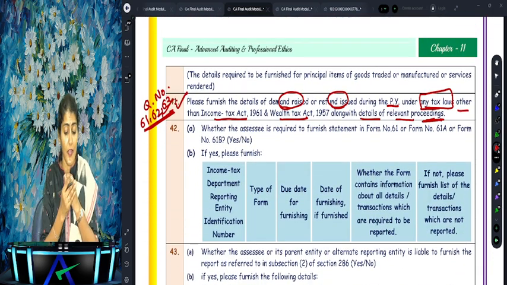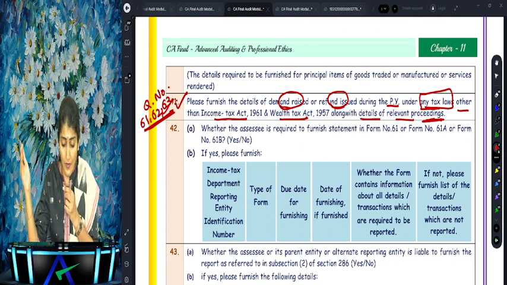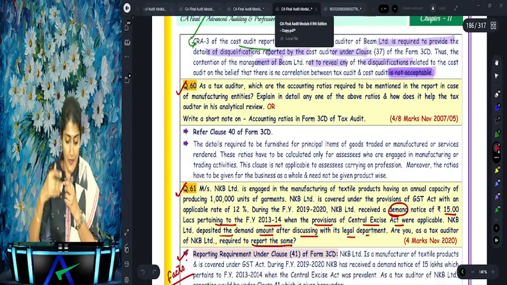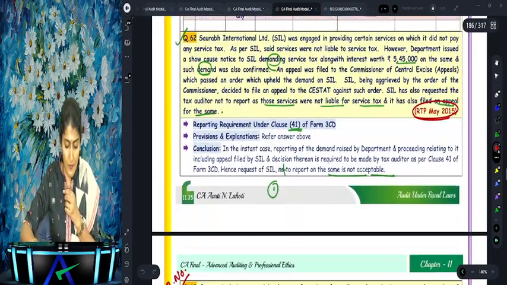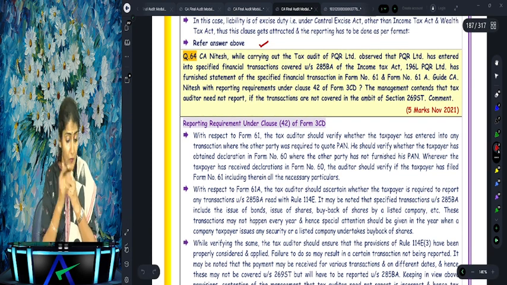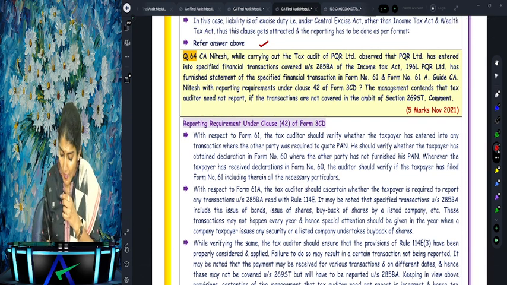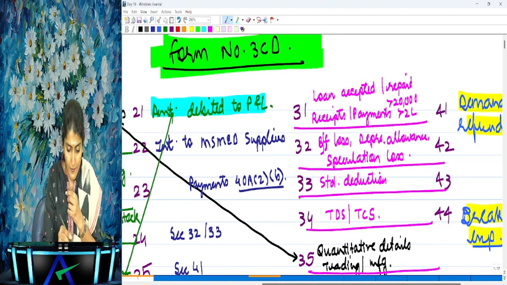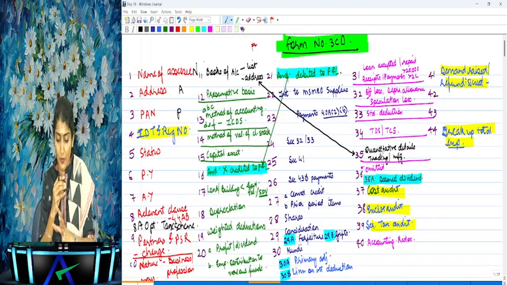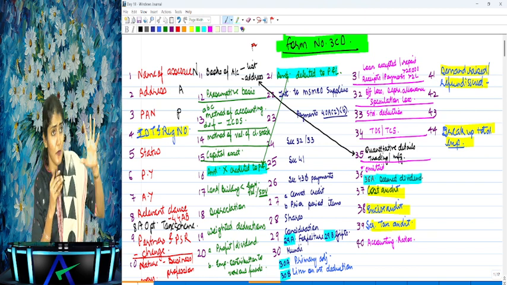Then 41, have we already studied that? Demand raised or refund issued under any tax laws other than the Income Tax Act or the Wealth Tax Act. And we've already seen the question number 61, 62, 63 for the same. Are you all with me? Right, now we have only these two clauses remaining over there, right? So if I again take a helicopter view of the chart, this is how the chart is looking so far.